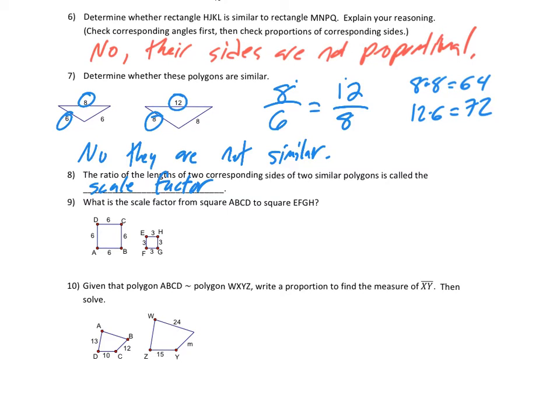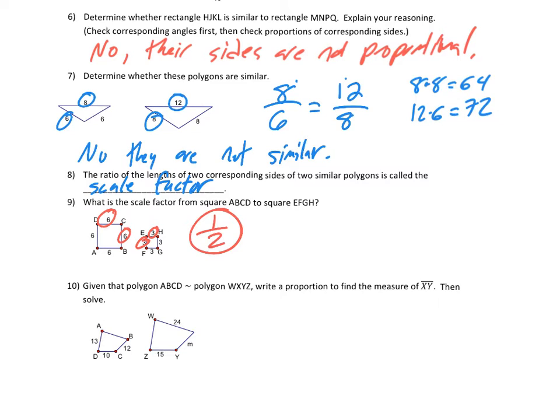So looking at this particular square that has a side of 6 and 6, we are going to change it to a square that's 3 and 3. What did we multiply it by to get that? Well, 6 times what gives me 3? That's a scale factor of 1/2 to get there.